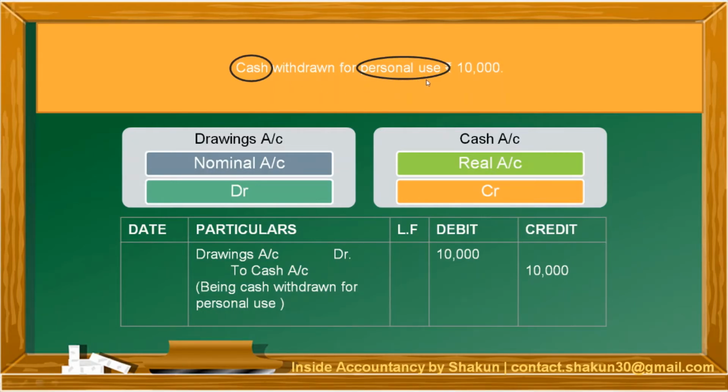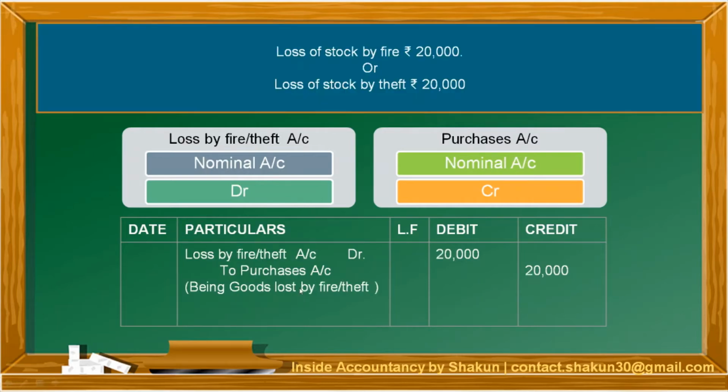Again, when you read personal use, you should know these are drawings, a nominal account to be debited, and cash is going out. It is a real account, therefore it is credited. So drawings account DR to cash account. Moving on. Loss of stock by fire 20,000 or loss of stock by theft 20,000.